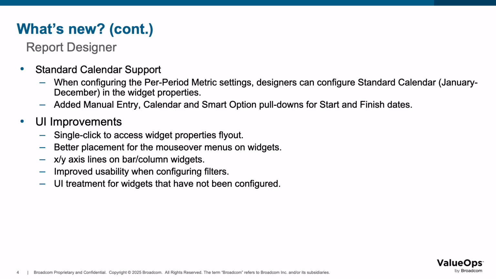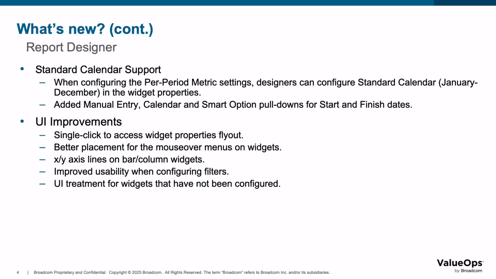Prior to this release, you were only able to configure per period metric settings based on fiscal calendar. But for this release, we've added a new option. Now we'll be able to configure it via standard calendar, from January to December. We also added a new period type down to days, while previously you could only go down to weeks. And we've added different options in terms of manual, calendar, and smart option pull downs for your start and finish days, which we'll show you in the demo, making this configuration much easier.